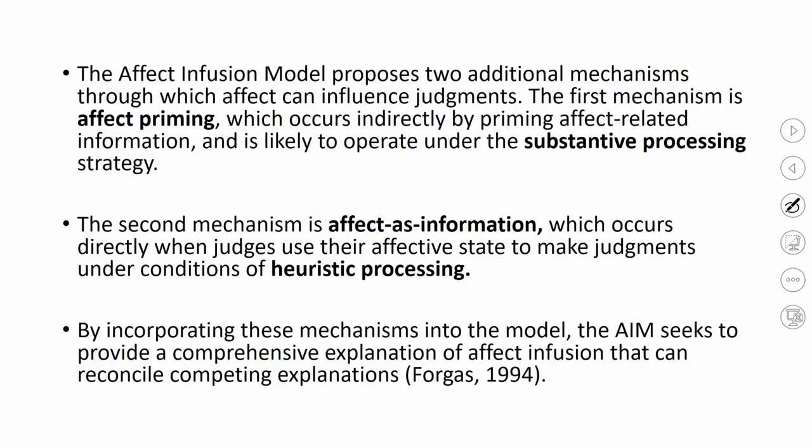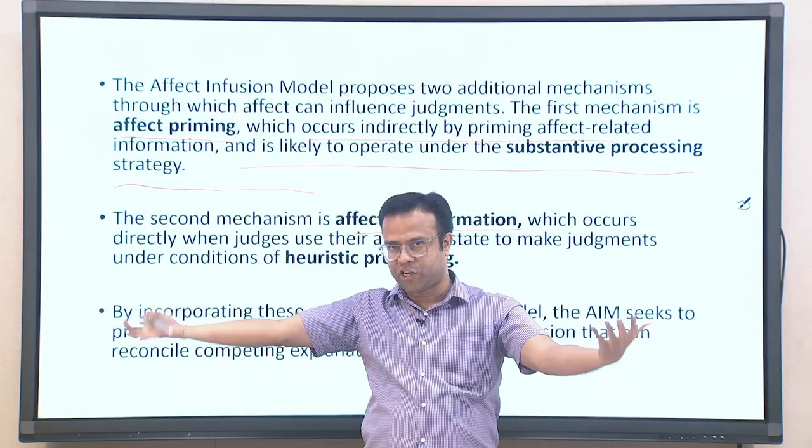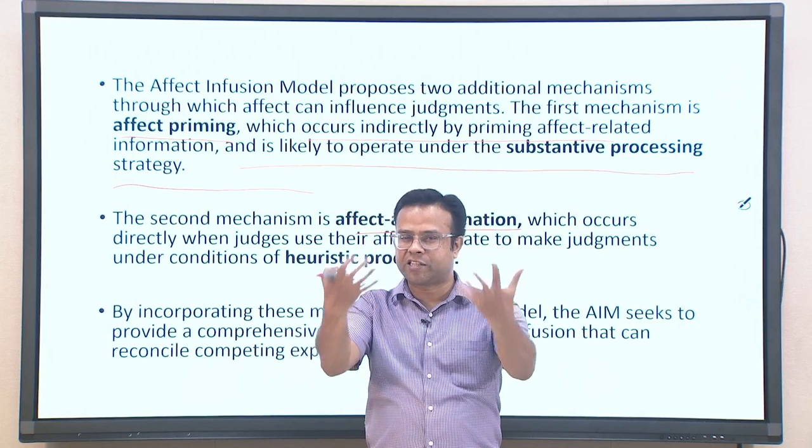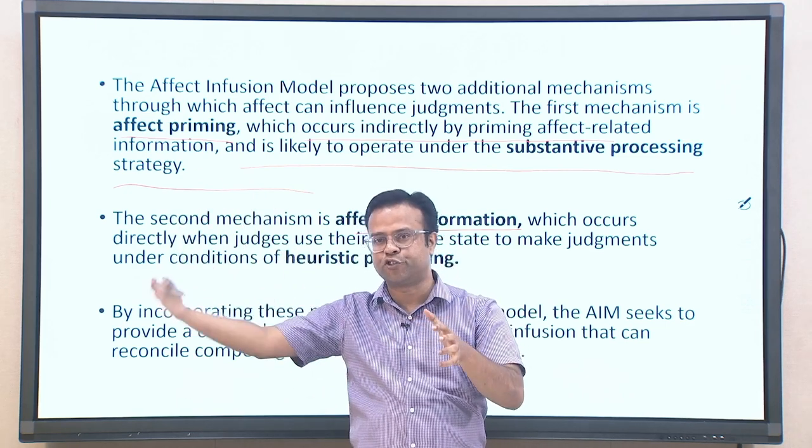This model also says there are two additional possible mechanisms from the earlier two models, because it is integrating the earlier two theories in this model itself. How is it integrated? Apart from all these four strategies, affect priming can also influence the judgment, and affect as information can also influence the judgment. Affect priming occurs indirectly by priming affect-related information and is likely to operate under the substantive processing strategy. So, when substantive processing strategies are used, affect priming can explain how emotion is influencing the judgment. When a lot of elaborate, complex tasks are involved, your present emotion can influence all kinds of thought processes and influence your judgment.